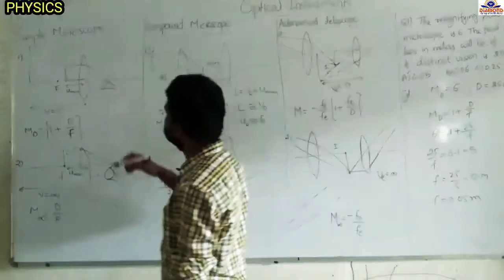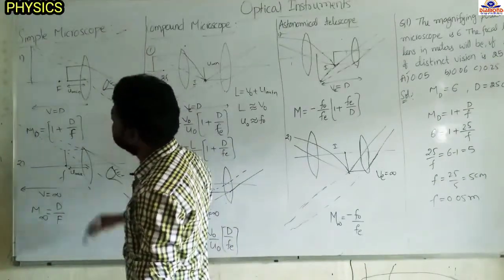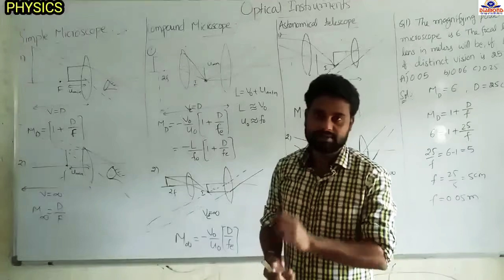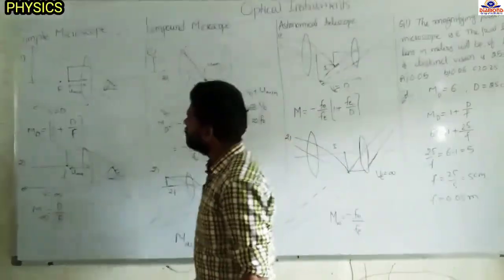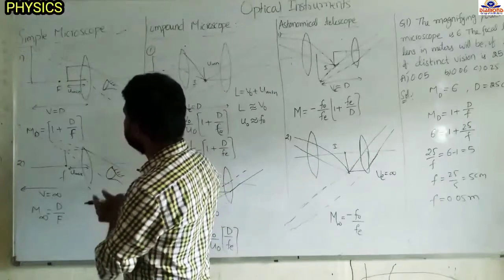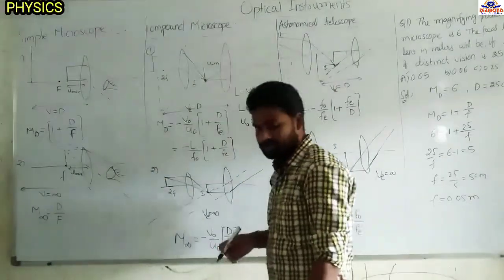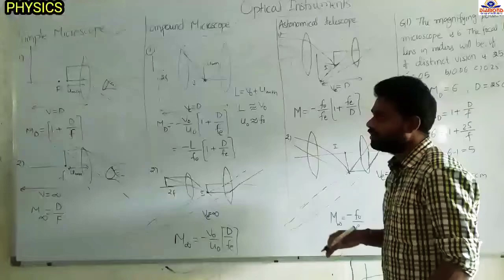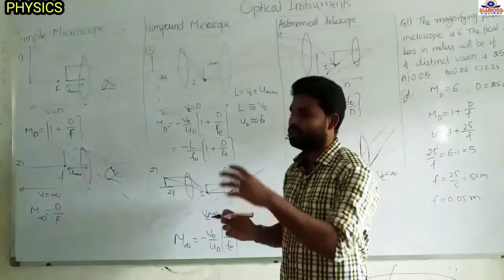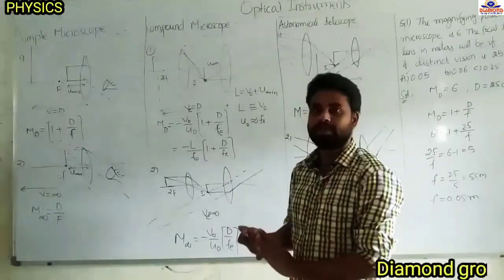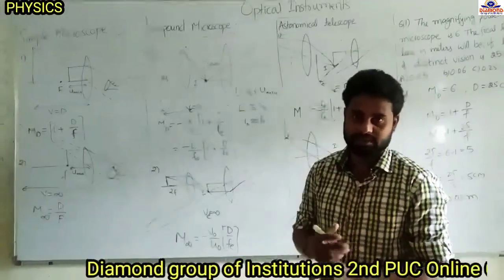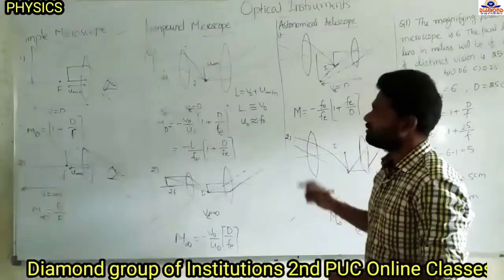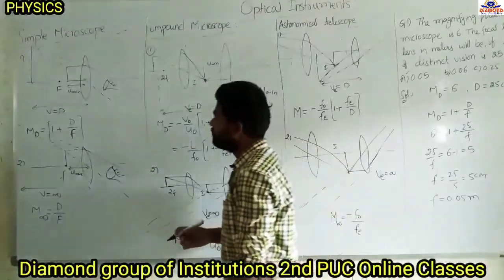First is the simple microscope. In a simple microscope we have only one convex lens. Here this convex lens acts as a magnifying glass. Already you know this in the theory. Two cases we have: whenever this instrument is forming the image at infinity and the image at the least distance of distinct vision. These two cases are there in each instrument.